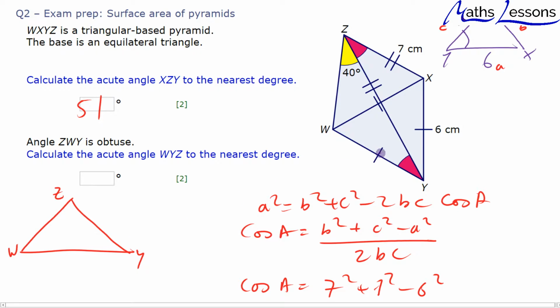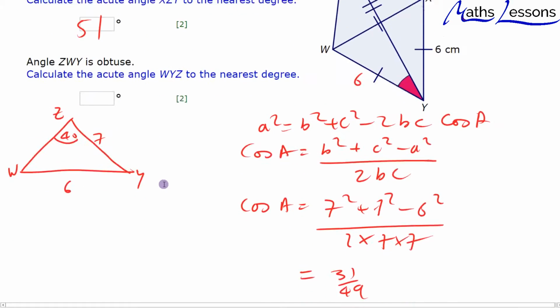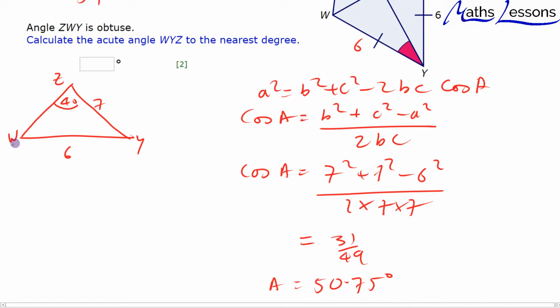Now I know the base here is equal to 6 because it's an equilateral triangle on the base, and I know this side is equal to 7. So I'm going to have 7 and 6. I don't know this side, but WZY is equal to 40. Now we know that ZYW is obtuse. Okay, so this angle here is going to be obtuse. I'm going to call it X.